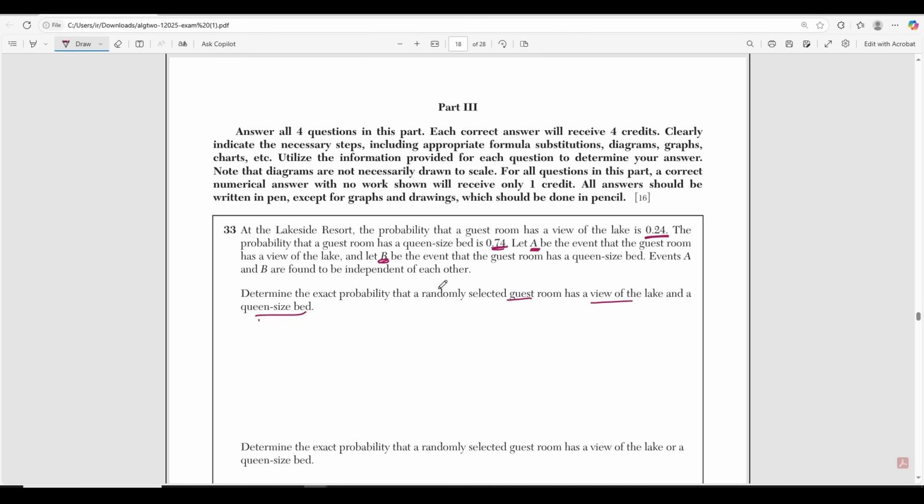So the probability of you getting a room that has a view of a lake and a queen-size bed. When you have two events that are independent of one another, and they're asking you for the probability of that event and another event, you always have to multiply. So if you want to find the probability of A and B, and they're independent, that "and" tells you to multiply those two probabilities. So we can say that the probability of A and B, you always have to write this U, that means and, is equal to the probability of A times the probability of B.